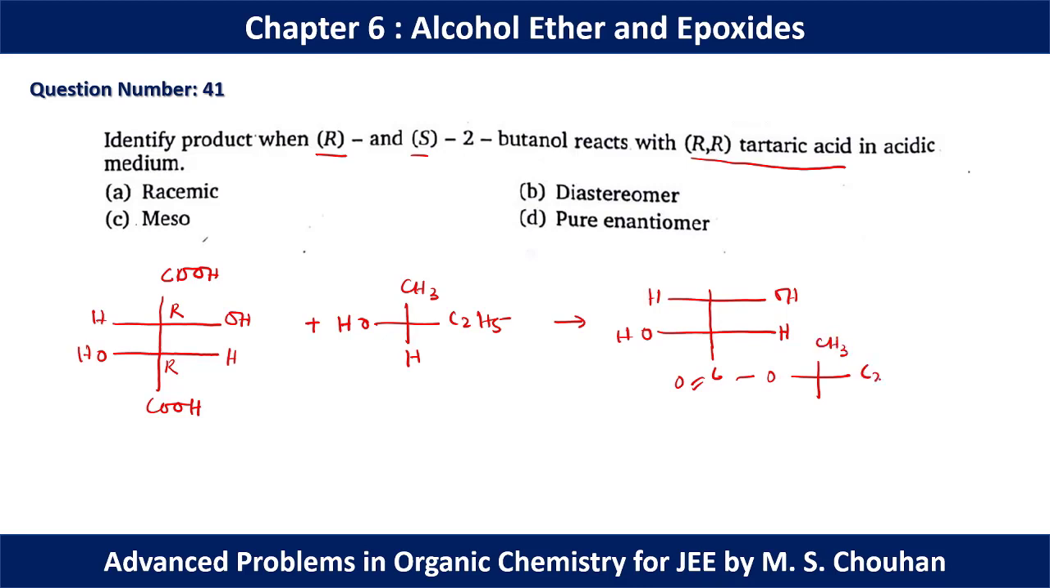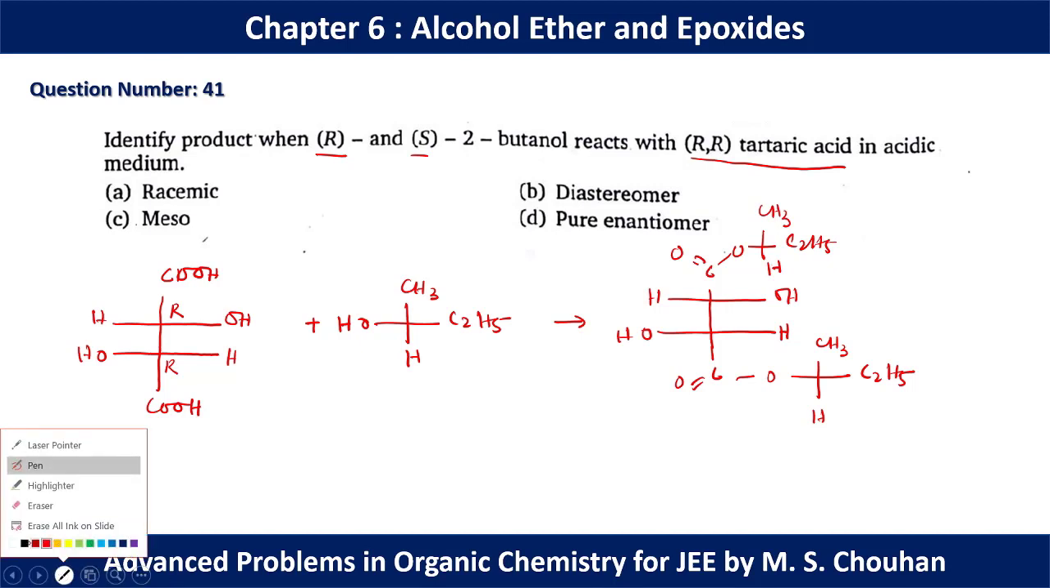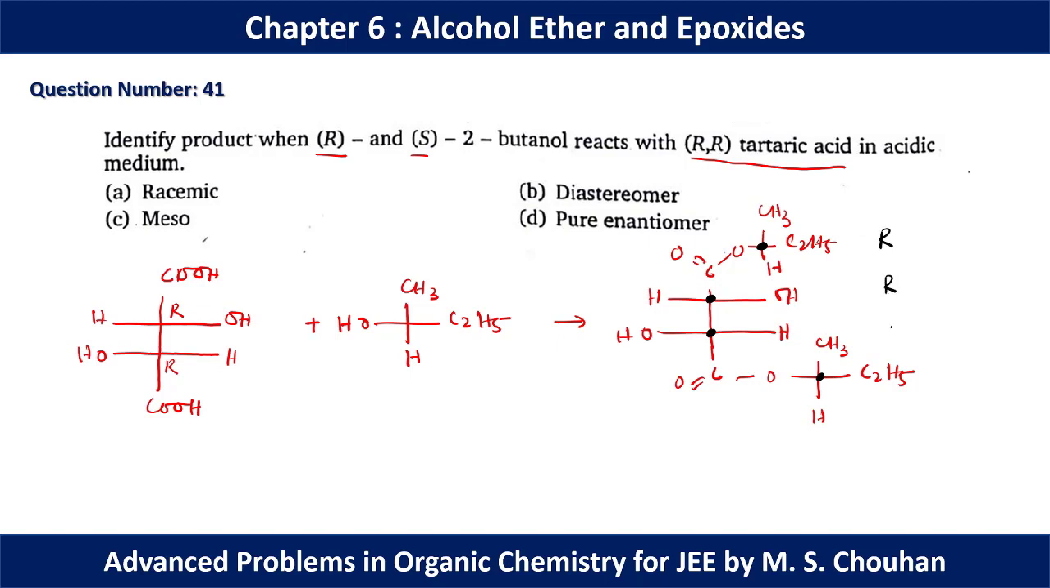CH3, C2H5, H. Again here we have another esterification, that is oxygen, CH3, C2H5, H. Now we have four chiral centers. Chiral center 1, 2, 3 and 4, and the configuration will look like this: R, R, R, R.